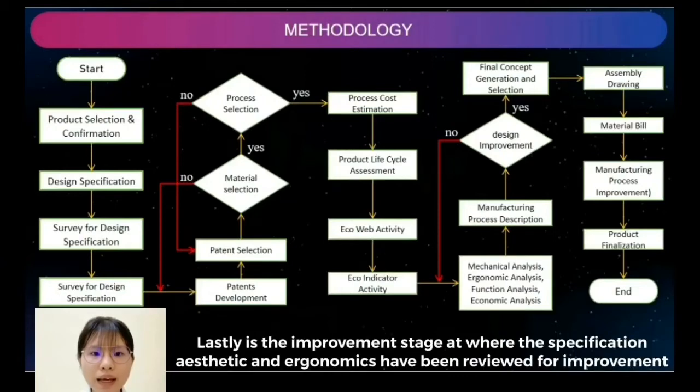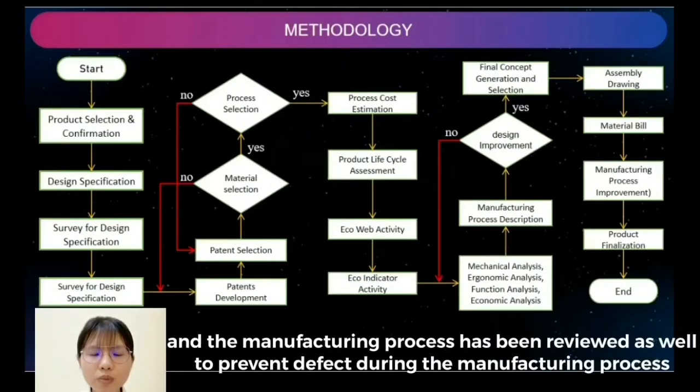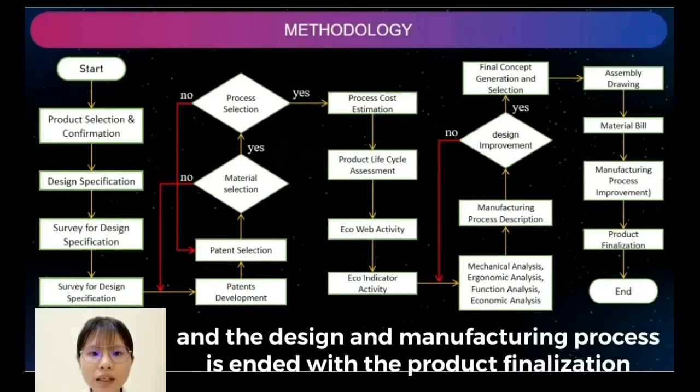And lastly is the improvement stage, where the specification, the aesthetic, and the ergonomic have been reviewed for improvement and to generate the final concept, which links to the assembly drawing and the material bill estimation. The manufacturing process has been reviewed as well to prevent defects during manufacturing, and the design and manufacturing process ends with the product finalization.